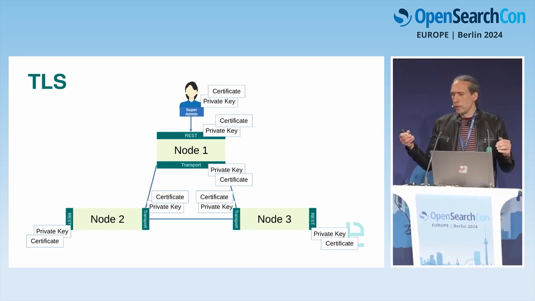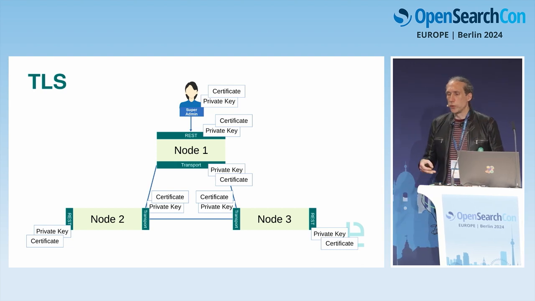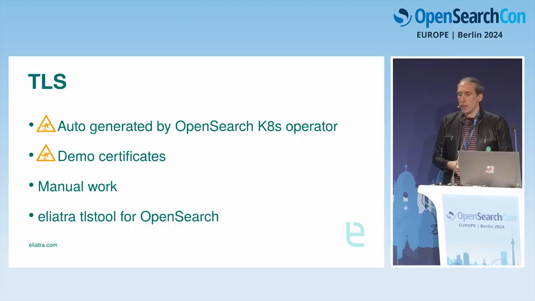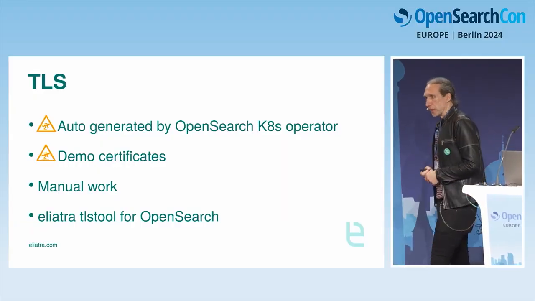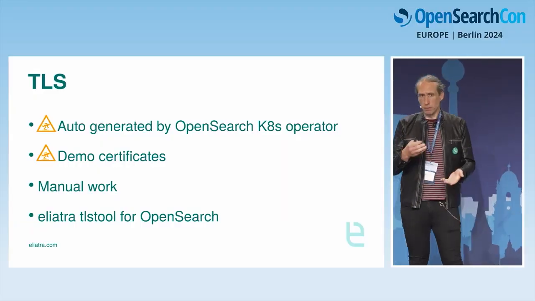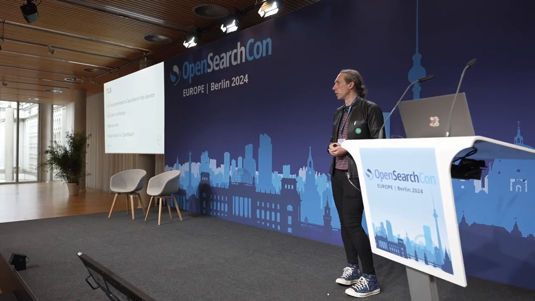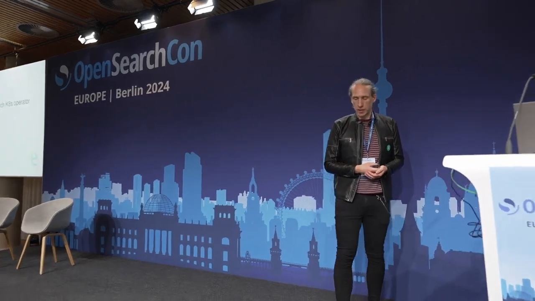So what tools do we have to help us a bit in creating so many certificates? This is kind of an overview of our options. There's the OpenSearch Kubernetes operator, which is on its own a quite cool thing, which helps us in many ways to operate an OpenSearch cluster.